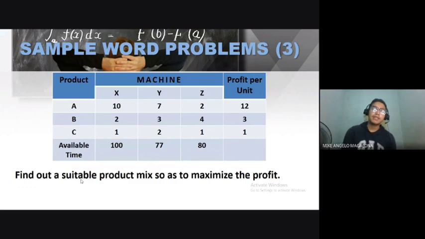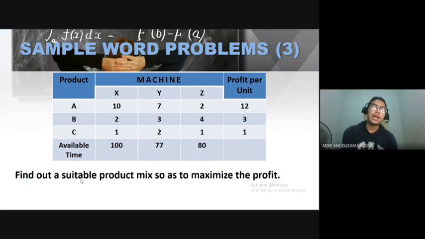So our products, which are A, B, and C, our machines, which are X, Y, and Z, and the profit per unit. For X, Y, Z, the data in column A is 10, 7, and 2, with a profit per unit of 12. In product B, its data is 2, 3, and 4, and its profit per unit is 3. And in column C, its data is 1, 2, 1, and its profit per unit is 1.